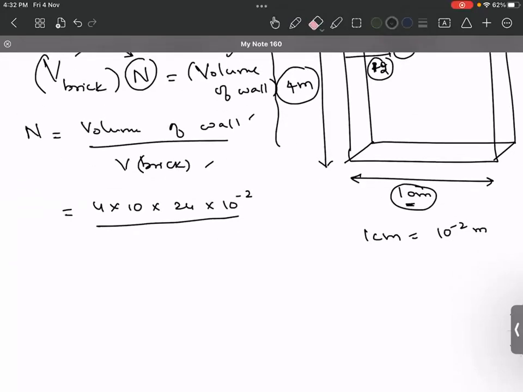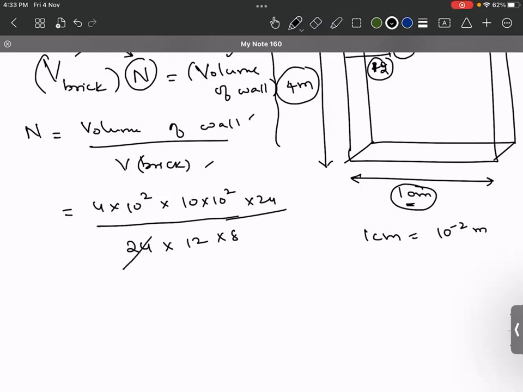So I would suggest converting this meter into centimeter so that it will be easy. So there'll be 4 into 10 power 2 into 10 into 10 power 2 into 24 divided by 24 into 12 into 8. Now everything is in terms of centimeter, numerator and denominator. So 24 cancels with 24. 2 times 6, they're going to cancel 3 times. So now you're going to have 5 here and 4 here.